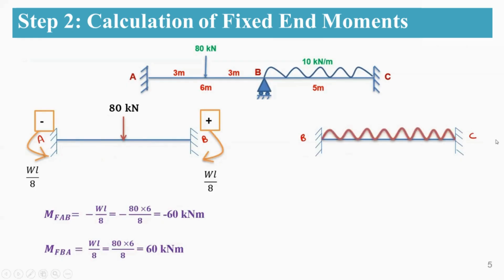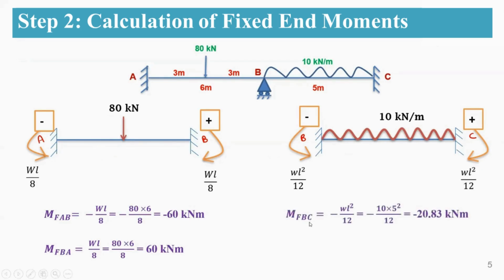Here you have a UDL of 10 kilonewton per meter. Here you get the same hogging moments at B and C. At B you have anti-clockwise, therefore it is negative. The formula for this is WL square by 12 when you have a UDL. Similarly at C it is a clockwise direction. Therefore it is positive, and here you have plus WL square by 12. Finding out the fixed end moments at BC and CB, you have minus 20.83 and plus 20.83. So this is how you are going to calculate the fixed end moments.